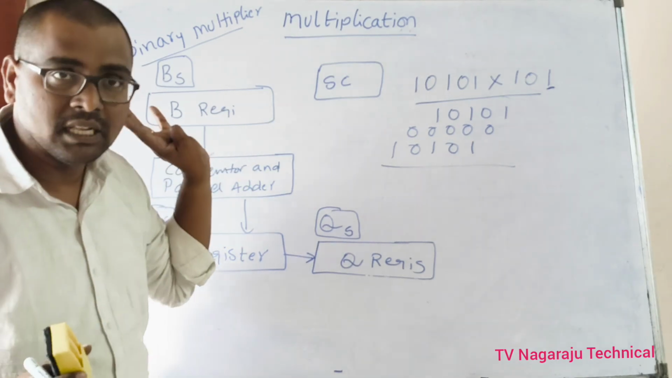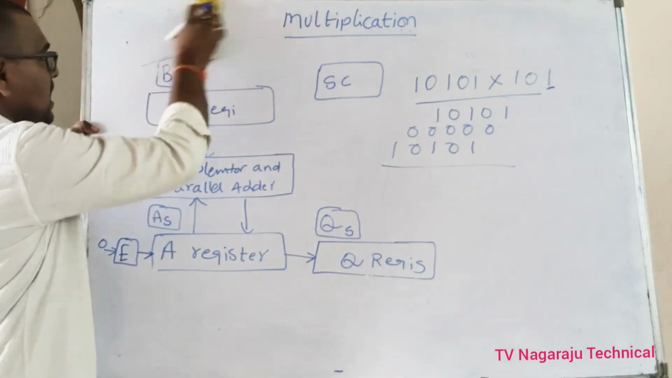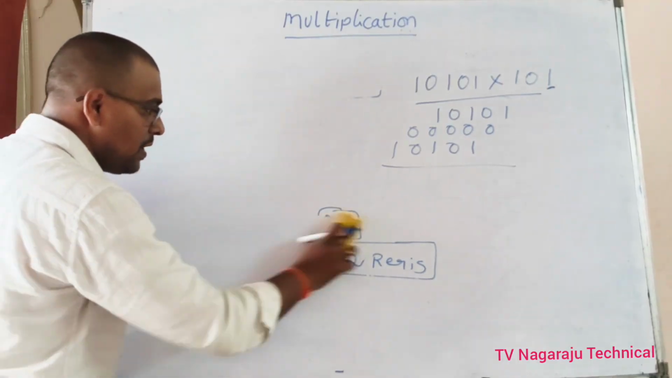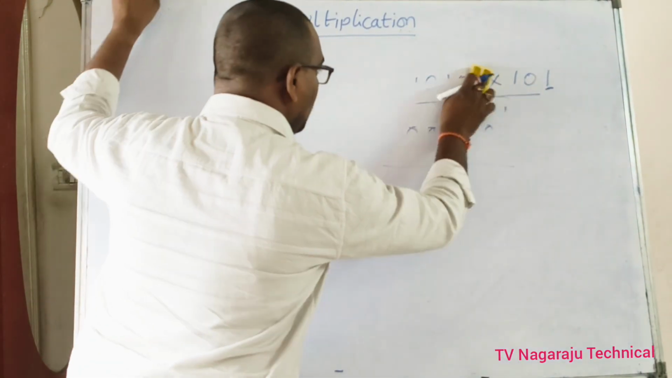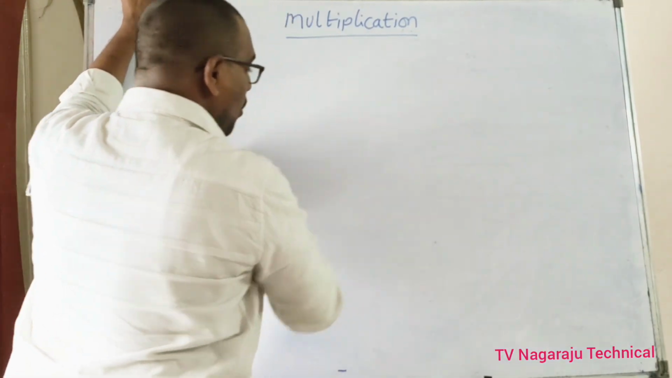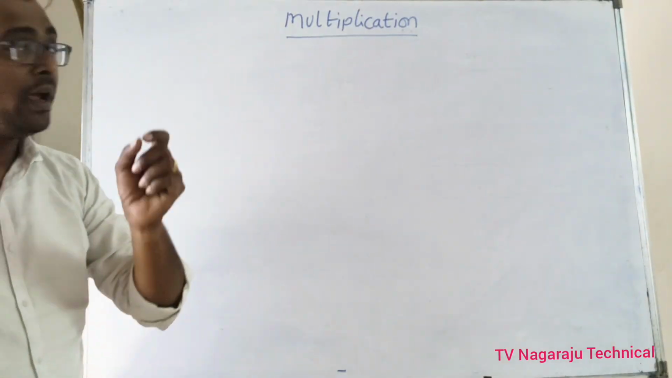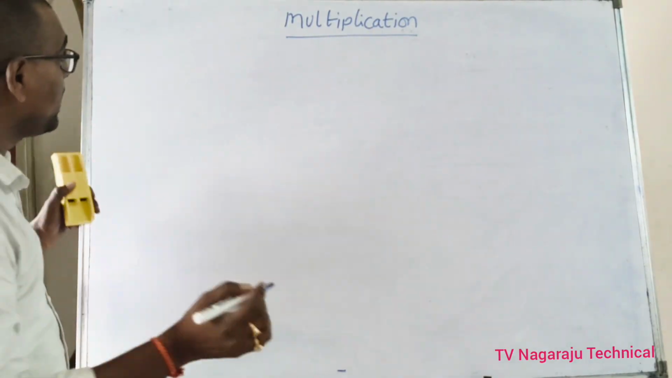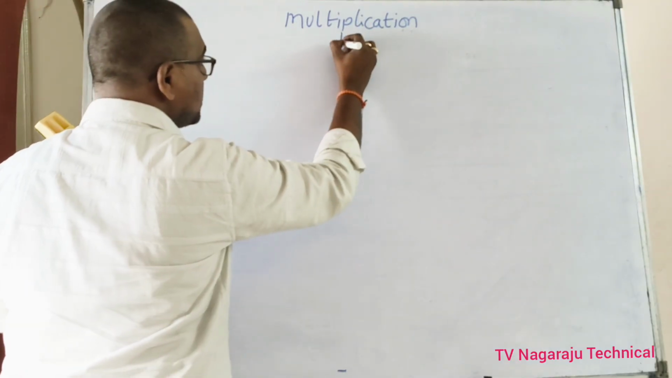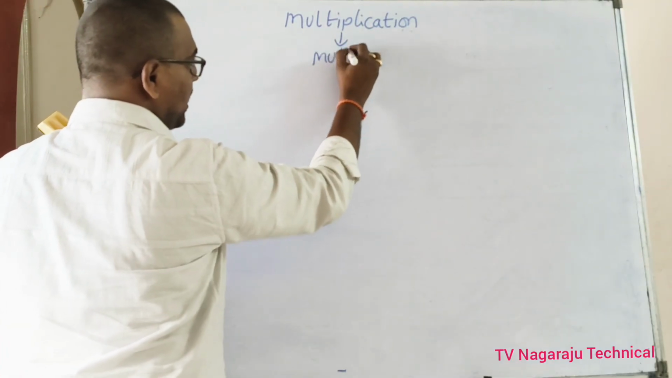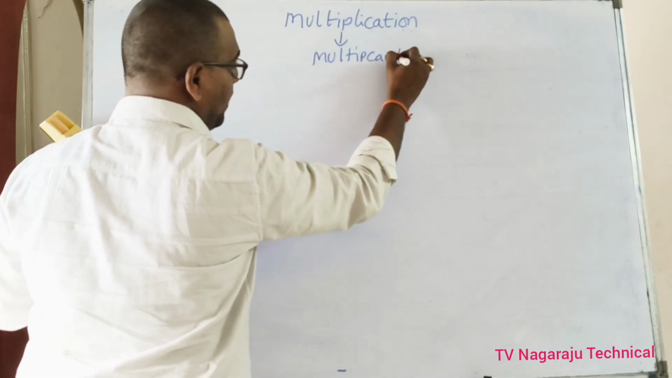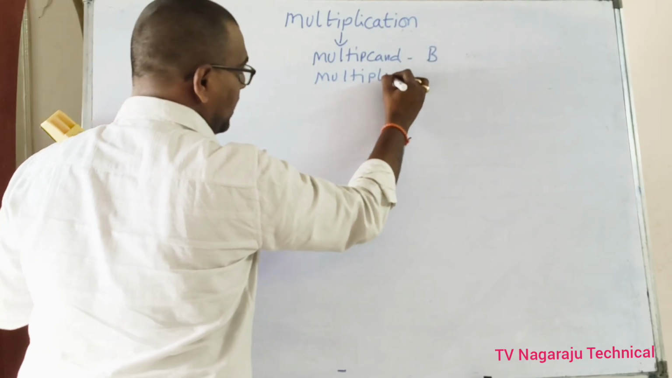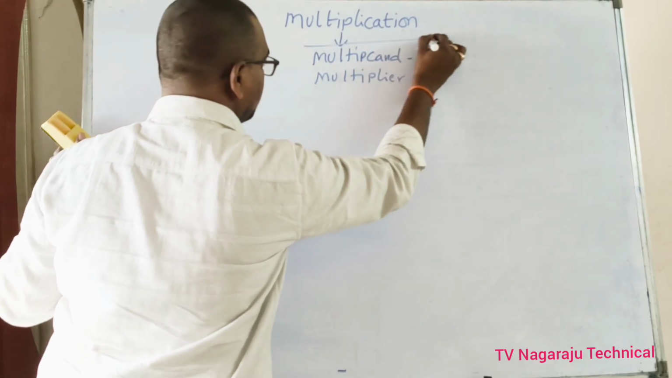Now, whatever we discussed, we will implement the same thing with the help of a flowchart. That is the hardware algorithm. Okay. Now, what is the first step? We already know the multiplicand is in the B register and the multiplier in the Q register. Suppose this is the multiplication operation. Here I will write down multiplicand in register B, multiplier in register Q.